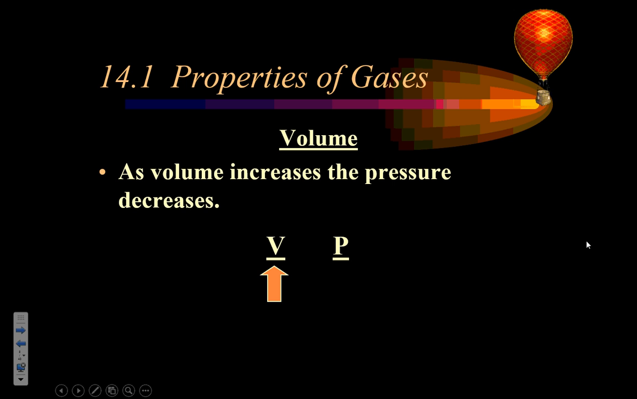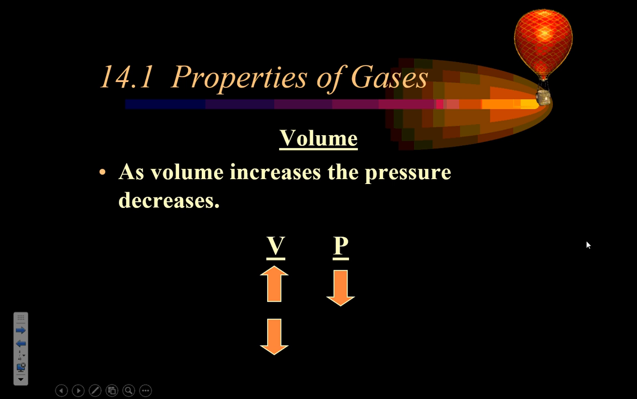So when volume goes up, our pressure goes down. This is a different type of relationship than the last one we looked at, where one went up, the other went up. This is what we call an inverse proportionality, and we're going to talk more about that in the future. In fact, this relationship actually has its own name, and it's going to be the first relationship we study.